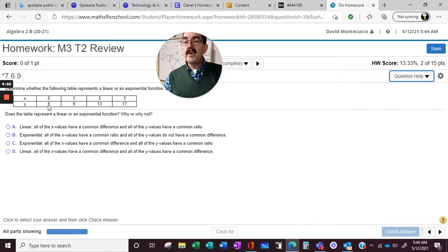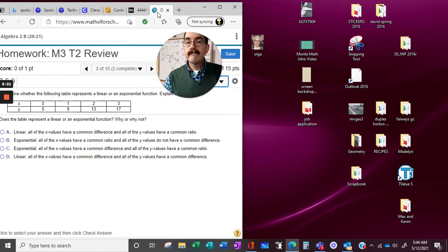So here, 5 plus 4, 9 plus 4, 13 plus 4. All the x values have a common difference: add 1, add 1, add 1. All the y values have a, not ratio, common difference. Exponential, linear. All the x values have a common difference, 1, 1, 1, 1, 1. And all the y values have a common difference. So we'll click, whoop, don't do that.